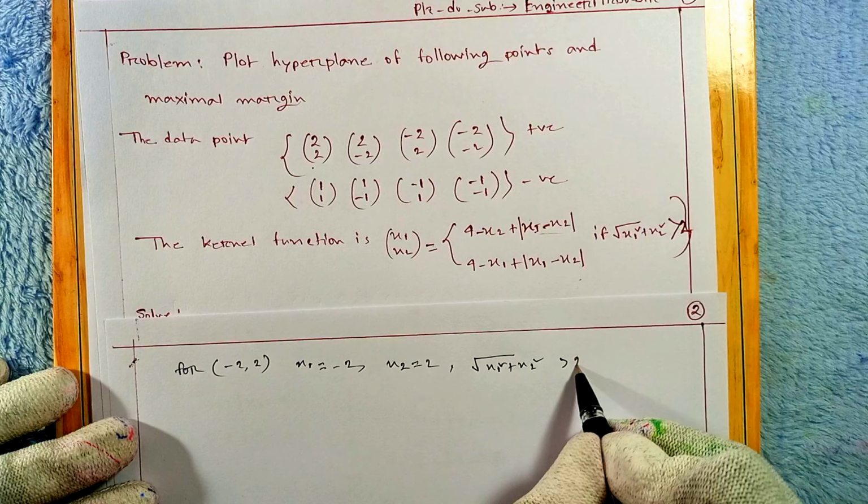Because if we draw a graph using these points, then let me draw it. The points are (2, 2), (2, -2), and (-2, 2), and these are the negative data points.